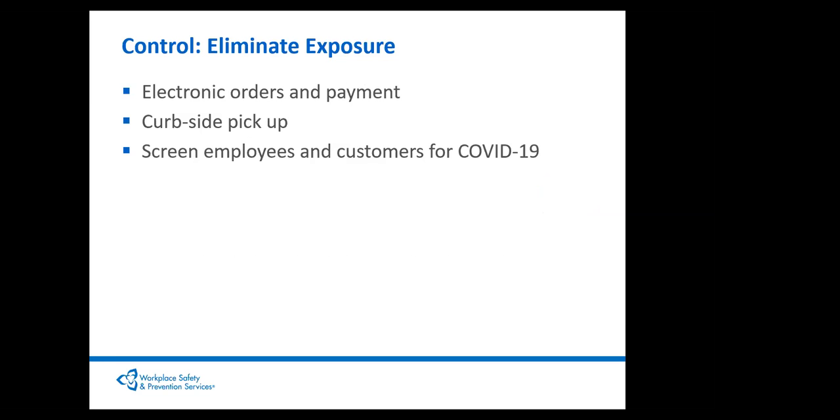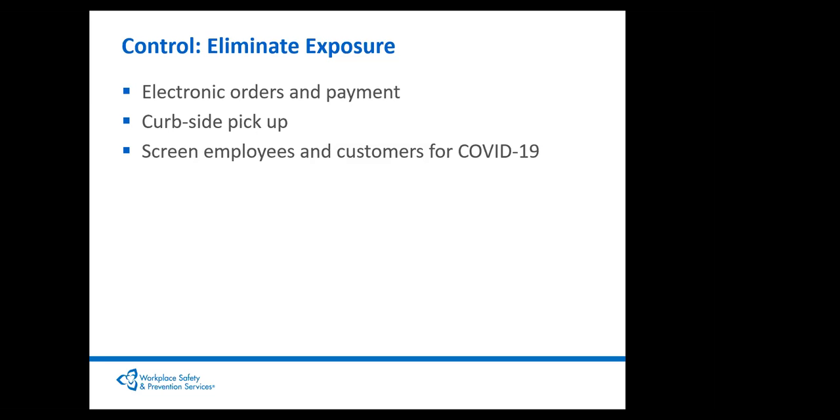Eliminating exposure is also another control for when the business is open. These are a couple of things that we've noticed other places have been doing so far, and they're probably the best practices if you can do them. So taking orders electronically and the payments electronically, you can either take someone's credit card information over the phone or have them order online from your website if you have one. Curbside pickup, or the no contact pickups that a lot of hardware stores have been doing, that's another good way to try to eliminate as much exposure as possible.